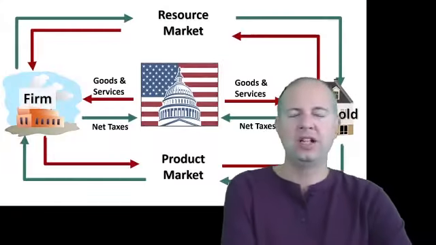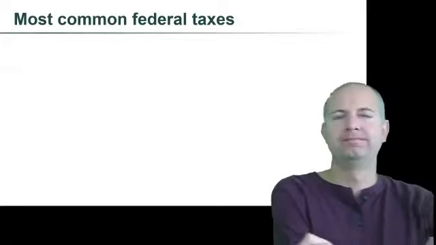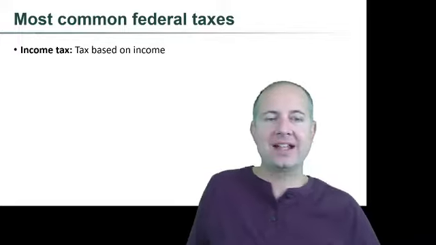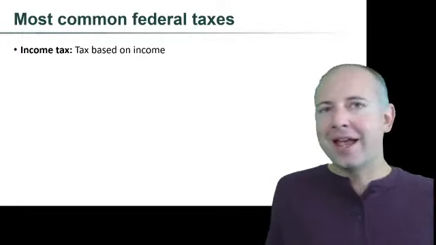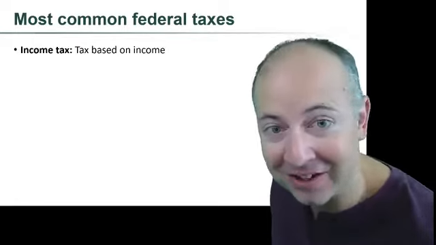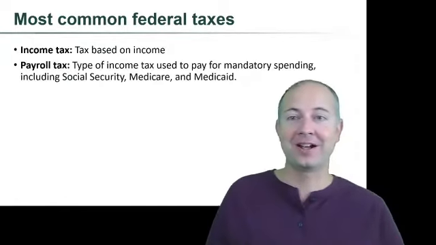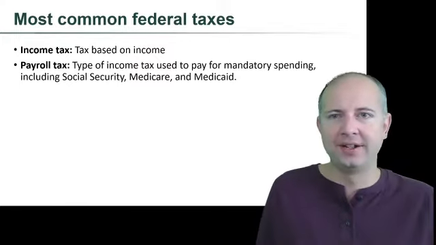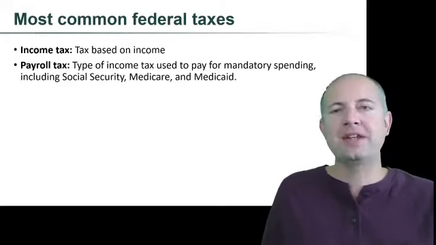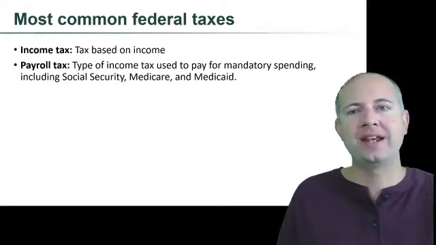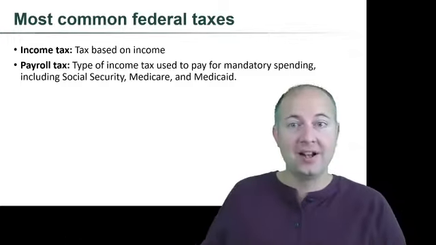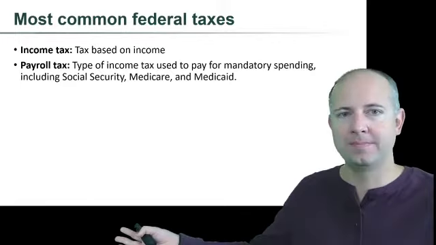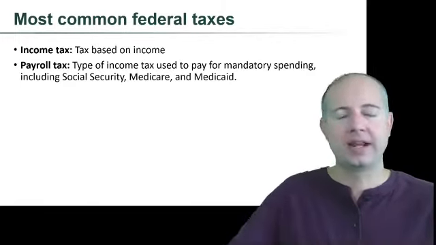All right, so we said that money's going in. Where's that money coming from? Well, our most common federal taxes. We've got income taxes. That's a tax based on your income. That's the most famous one, the one a certain person is known for paying $750 in. The payroll tax, I don't know why it's called that, is based on your income as well. It's a type of tax used to pay for mandatory spending. We'll talk about what mandatory spending is later, but it's used to pay for things like Social Security, Medicare, and Medicaid. So Social Security, money for old people, Medicare, Medicaid, money to help people pay their medical bills.